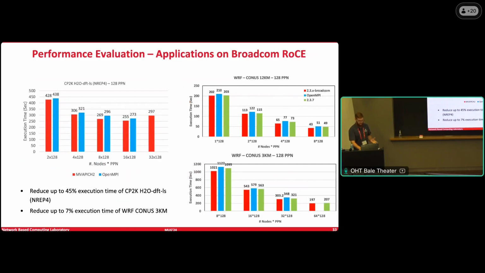These are some application numbers on the Broadcom HCAs. Once again, you can see that our Broadcom enhanced branch is showing some performance gains over both OpenMPI and older versions of 2-3.7. We can reduce up to 45% of the execution time on some applications, and we are bringing all of these designs into later versions of MVAPICH.